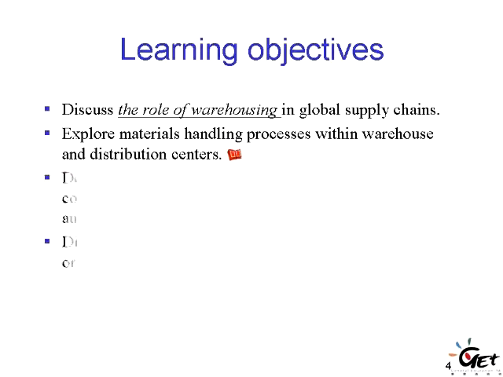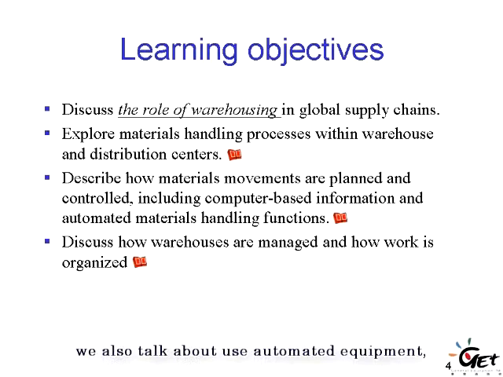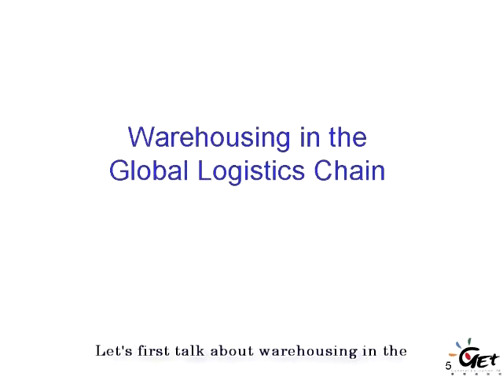In this unit, we also talk about using automated equipment and automated systems in a warehouse or in a distribution center. This is especially important for modern warehouses or modern distribution centers. Let's first talk about warehousing in the global logistics chain.